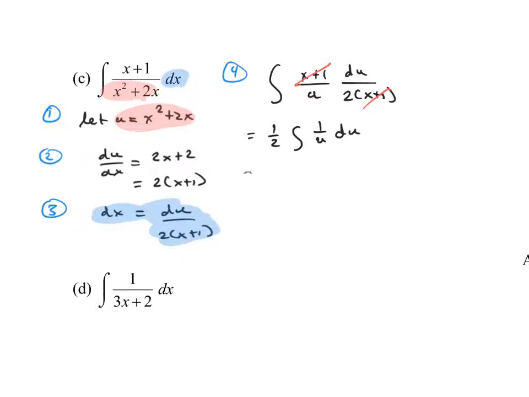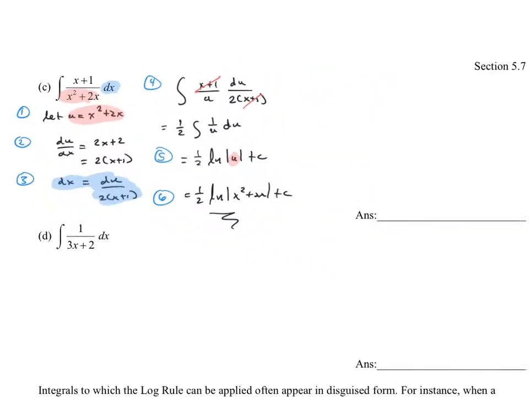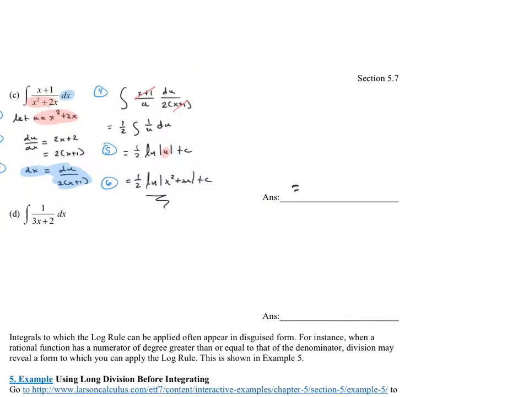Now step 5, now that it's all in terms of u, I can integrate it. So this would turn into 1/2 times the natural log of the absolute value of u plus c. Okay, nothing to simplify there. The only thing to do is to substitute in for u. So step 6 would be 1/2 times the natural log. Instead of u, I'd have x squared plus 2x, and then that's plus c. My final answer right there, 1/2 times the natural log of the absolute value of x squared plus 2x plus c. Nice little problem for you.